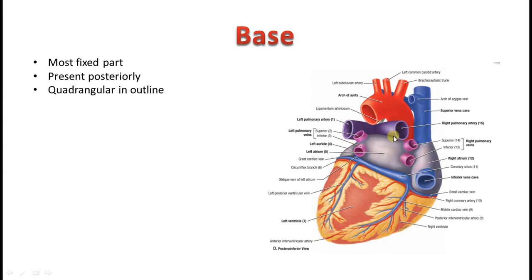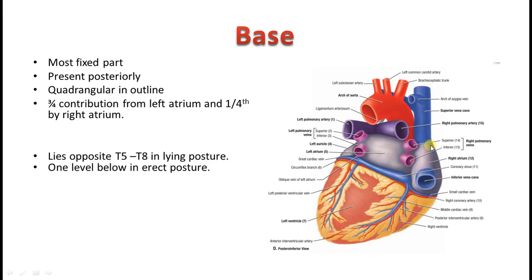Roughly quadrilateral in outline, or quadrangular, square. It is actually four-sided, quadrangular in outline, and as I told you, two-thirds of its contribution is from the left atrium and a small part is by the right atrium. Now, what are the boundaries?